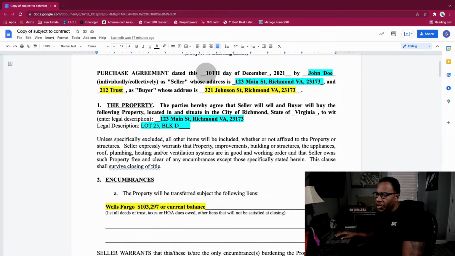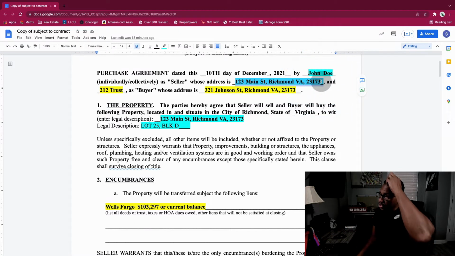So first, to get started, you're going to date this agreement on the day that you're sitting down with your seller. You're at a Starbucks, maybe at a dinner, and you bring the agreement with you. That's how I like doing it. I like making it personal, and you're going to date the agreement. So the seller, this is their name, John Doe, and this is the house that you are purchasing subject to, all right?